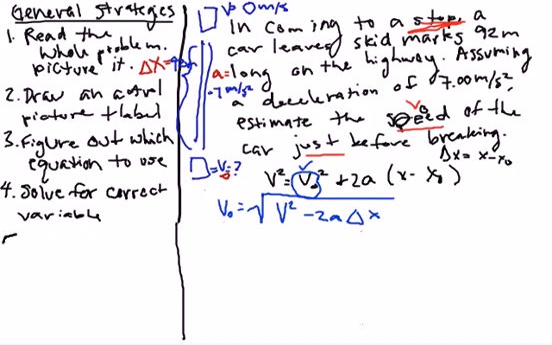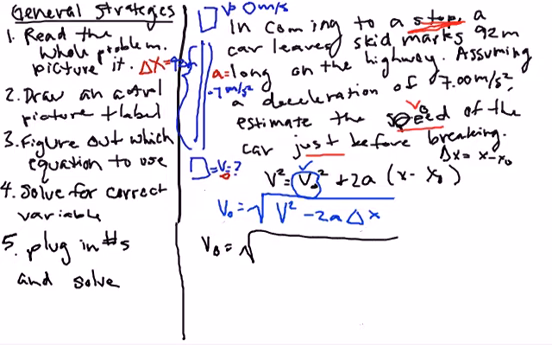Once you have it all set up like this, next you're going to just plug in your numbers and solve. So you have it set up the way you like, so now you just need to throw in some numbers. So we know v naught is equal to the square root of your v final. We know since it is stopped that the v final must be 0. No velocity if it's not moving. Minus 2a. Remember, our a in this case, because it is decelerating, is negative 7 meters per second squared. And then our delta x in this case is 92 meters.